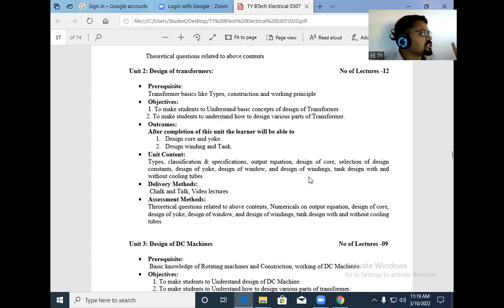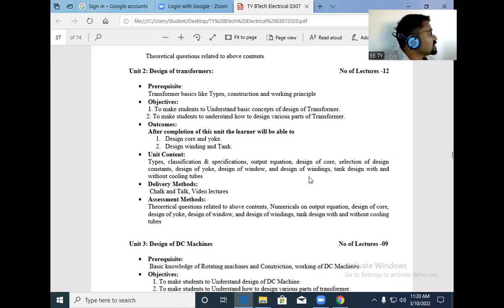Okay, so this is our chapter number 2. Now you have an idea of what we have to cover in chapter number 2. What is expected, what is the prerequisite from you people, is that at least you should know what is meant by yoke and what is meant by core.